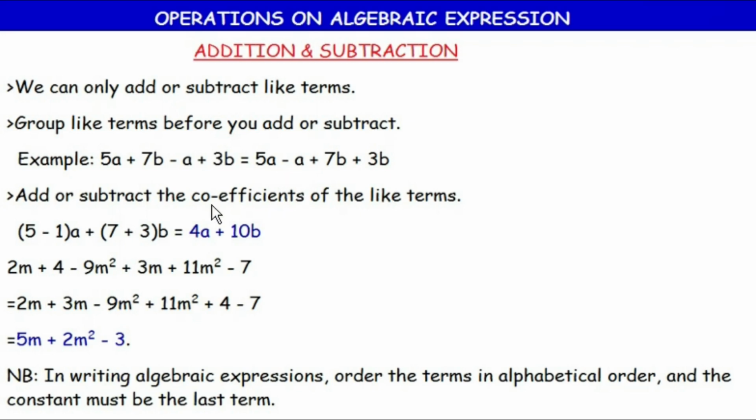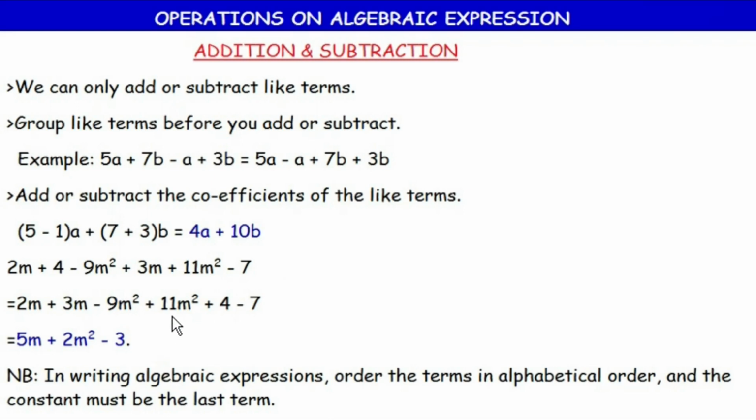So what is 5 minus 1? Right, so 5 minus 1, the answer is 4. So 5a minus a is 4a, right? What is 7b plus 3b? So the result is simply the 7 plus the 3, which is what? Is 10. So 7b plus 3b is 10b. So that is how we add or subtract like terms of an algebraic expression, right? So let's take a look at this example too. So we have 2m plus 4 minus 9m squared plus 3m plus 11m squared minus 7.